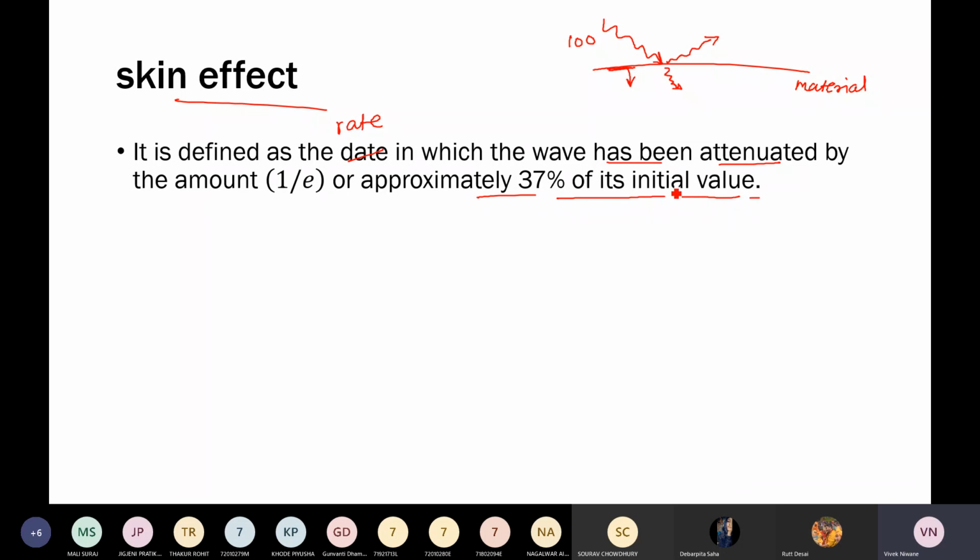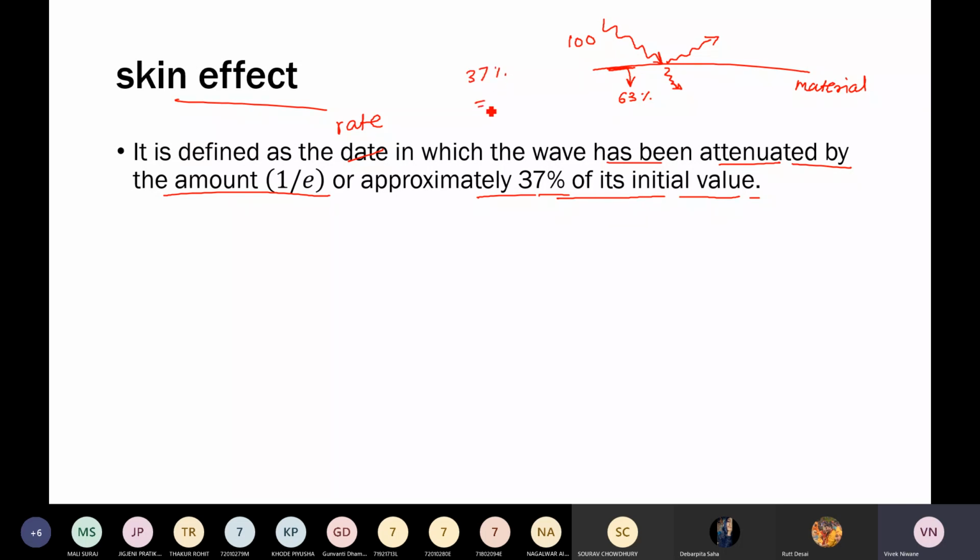Attenuated by the amount 1 over e. So it means the amplitude reduces by 37%, or I will say that it reaches 63% of its original value.